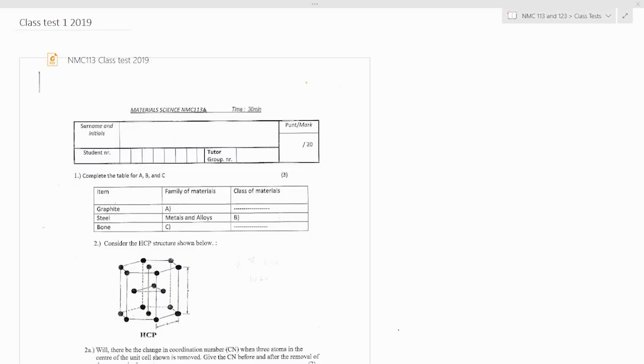Hi everyone and welcome to NMC 1. Today we'll be looking at a class test from 2019. The first question: complete the table for A, B and C.